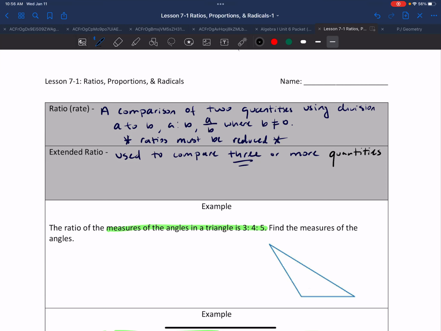Good morning. Today I want to go ahead and discuss 7-1 ratios, proportions, and radicals. So starting off with a ratio, which is just a fancy word for rate.